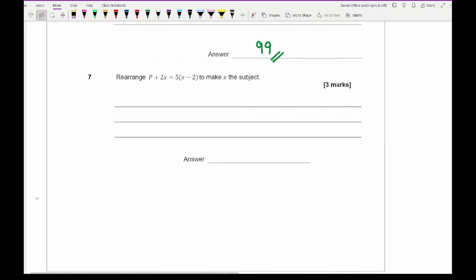Then with question 7, it says rearrange p plus 2x equals 5x minus 2 to make x the subject. So the first thing we want to do is expand the brackets. We've got p plus 2x equals 5x minus 10. And then we want to take this x over to the other side. So we end up with p equals 3x minus 10.